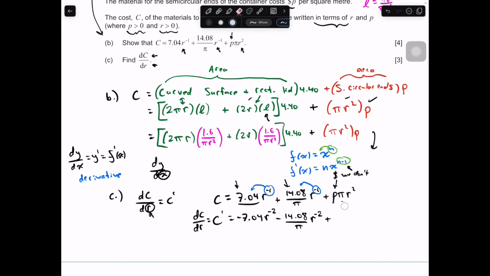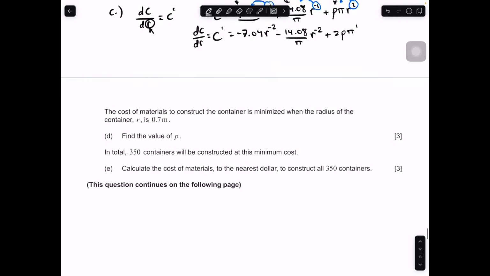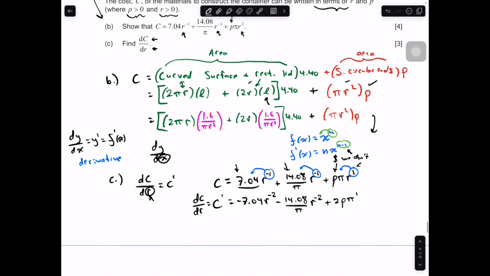Okay, so let's go ahead and take the derivative here. So focusing on the r squared, multiply it out in front. This becomes 2p pi. So we just took this exponent, multiplied it out in front. It used to be a 2. We take 1 away from it, and now it's 1. There it is. Challenging question, but I think it's a good question. Okay, let's continue on. So there's our derivative, and it's a good 3-mark question.